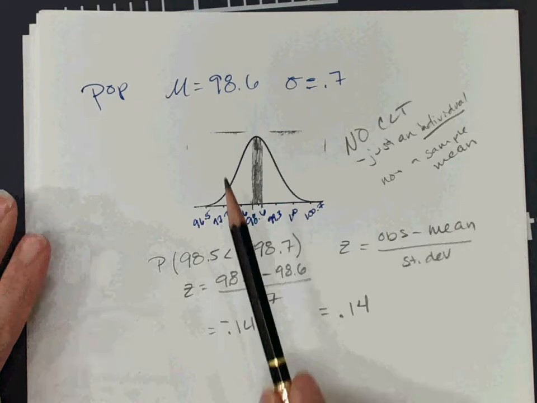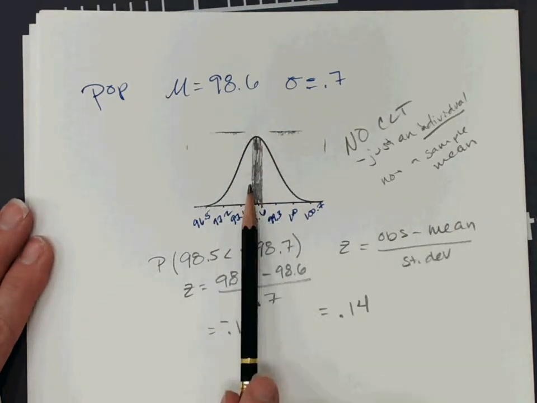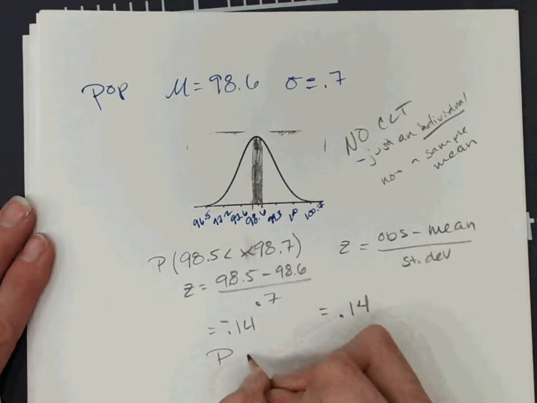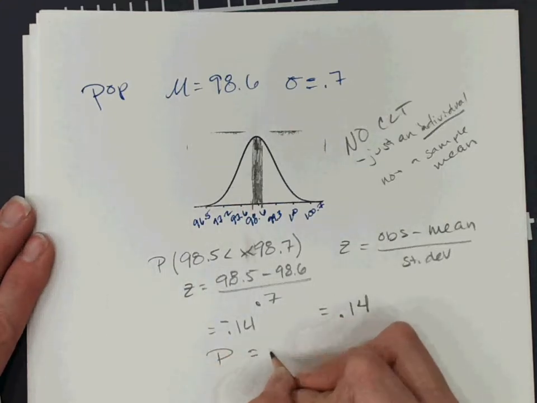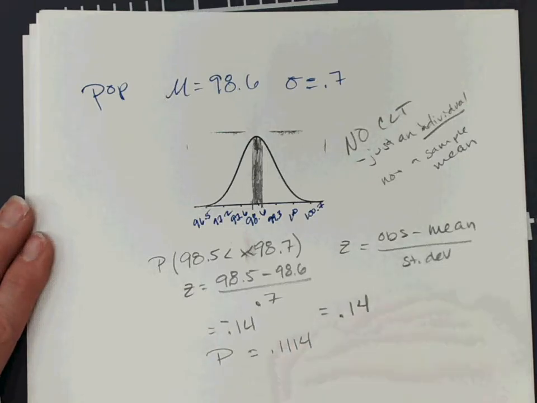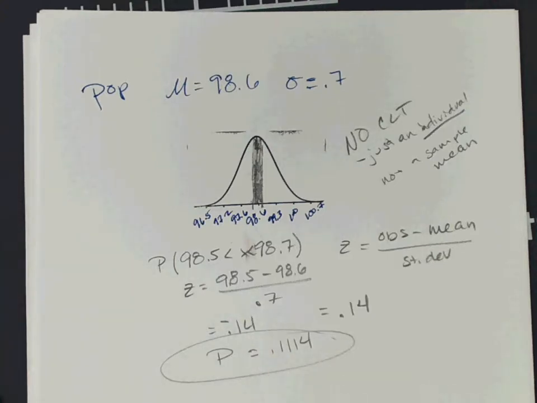I can use the table to find the area from my higher z-score back to the mean, and then I can subtract away this extra piece. I end up with the probability equal to 0.1114 using my table. Okay? Now this problem at this point should be something that you're familiar with. This is just simply review of topic 12.